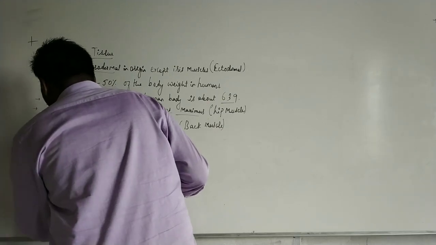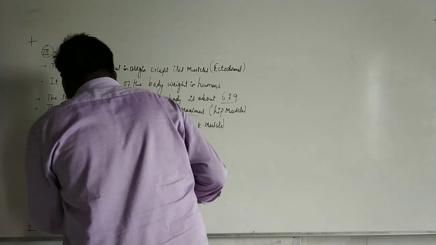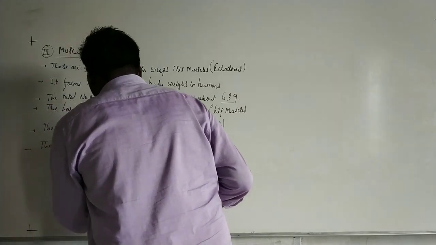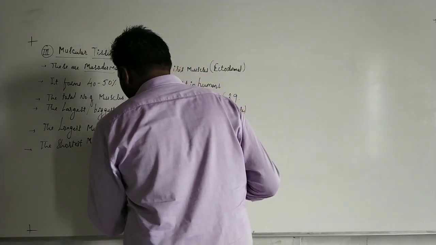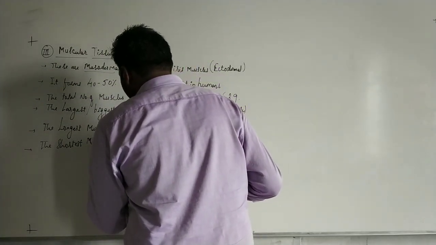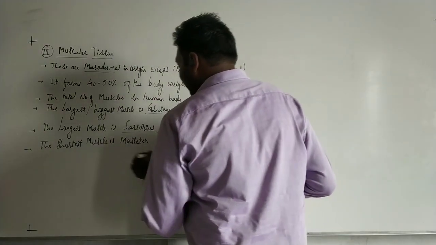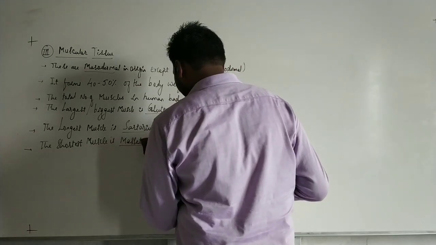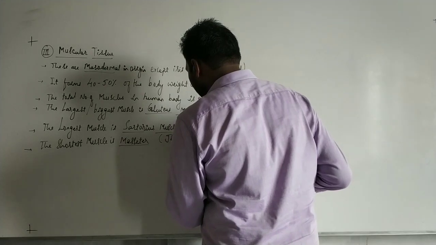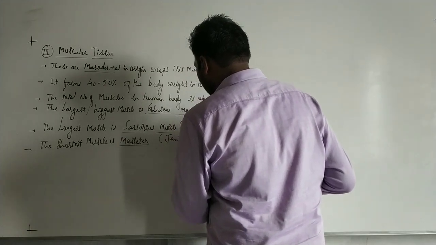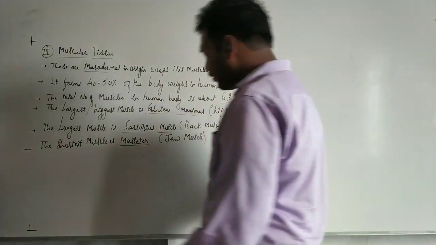The next, the shortest muscle is the masseter. And what is that masseter? It is called the jaw muscle. Okay, masseter is called the jaw muscle, which is the shortest muscle within the human body.